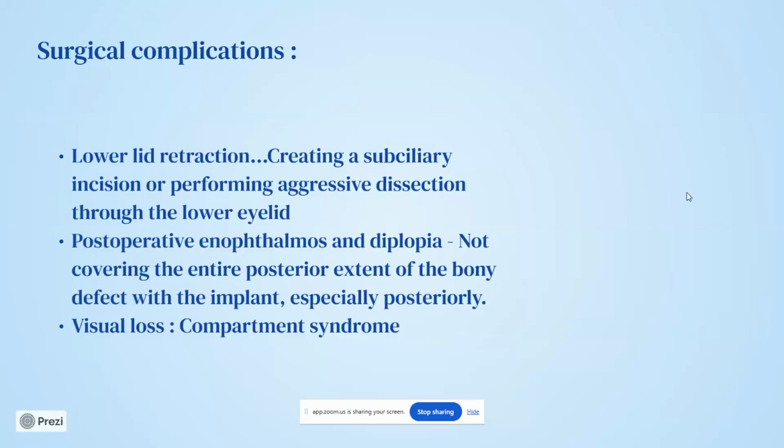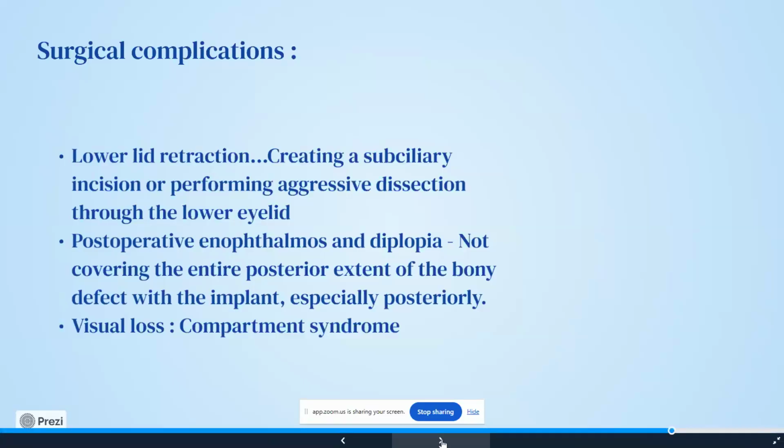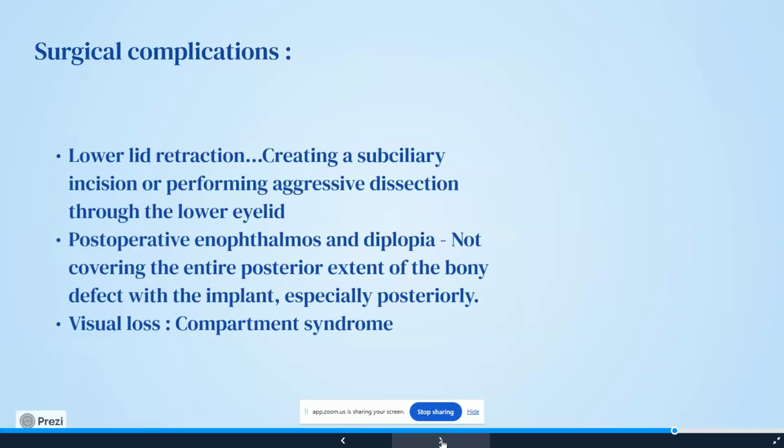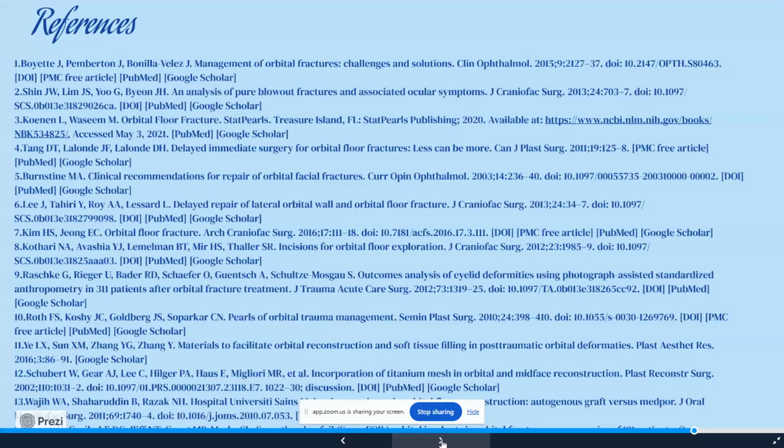But yes, if you do not secure the hemostasis properly, or you suture the septum very tightly, you should not suture the septum, that can lead to compartment syndrome, and can lead to visual loss. So yes, monitoring the pupillary reaction is very, very important. So I hope that that much is enough for the orbital blowout fracture, and you will be able to write something if it comes in the exam.